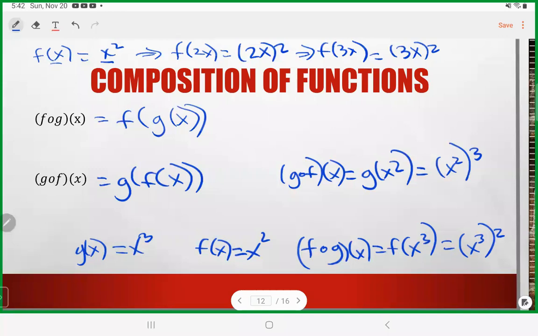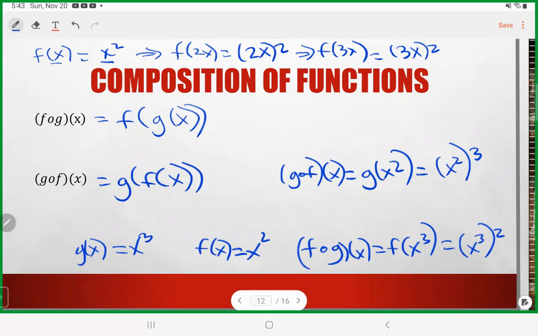Compositions are not always the same. In this case, they are the same. For example, g of f and f of g are the same, but they're not always the same. For example, if you had x squared and square root of x, it wouldn't be the same, right? Actually, would it? No, it wouldn't. Actually, it's very close, but it still wouldn't.